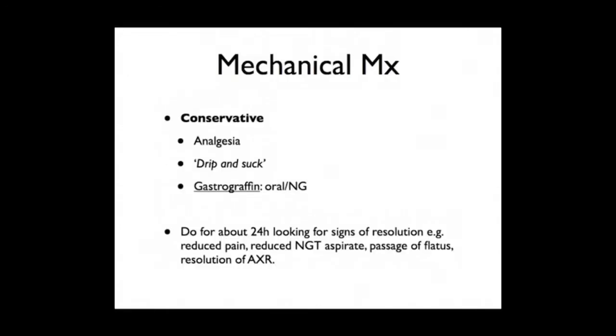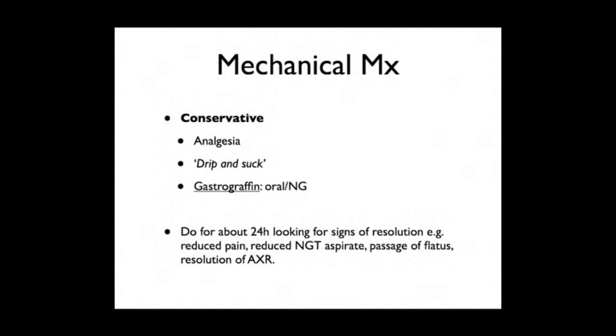So management, as always, start with conservative things. Adequate analgesia, because they've got pain. And the most important thing is the drip and suck: nil by mouth, then fluids, and remove anything in the bowel. You're basically looking to remove stuff in the bowel to decompress it, and then provide fluids because, as we said, you get quite a lot of third spacing. So people can seem quite hypovolemic even though they've not got any obvious source of fluid loss.